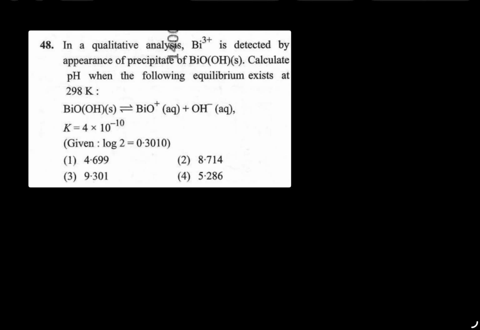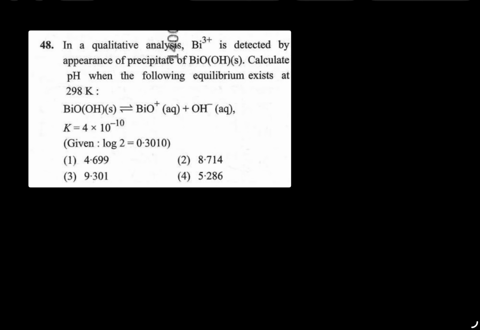Students, today we are going to discuss this question from the chapter Chemical Equilibrium. This is the question from NEET 2026. It says, in a qualitative analysis, bismuth Bi3+ is detected by the appearance of a precipitate of BiOOH, which is actually bismuth oxyhydroxide. Calculate the pH. We have to calculate the pH.